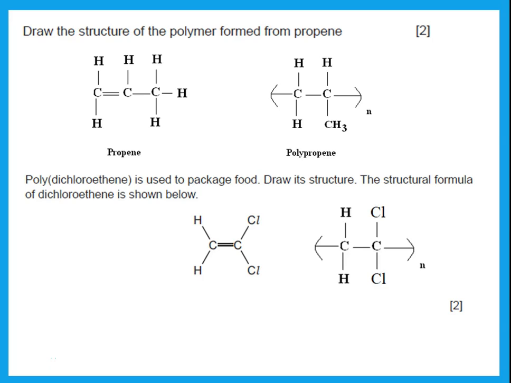Again, how do I draw the polymer? The 2 carbons with a single bond, bond from here and bond from here, brackets and n. And then you look at each carbon, bonded to what? The first carbon is bonded to 2 hydrogens, draw 2 hydrogens. The second carbon is bonded to 2 chlorines, then you put 2 chlorines. So that is my polymer.